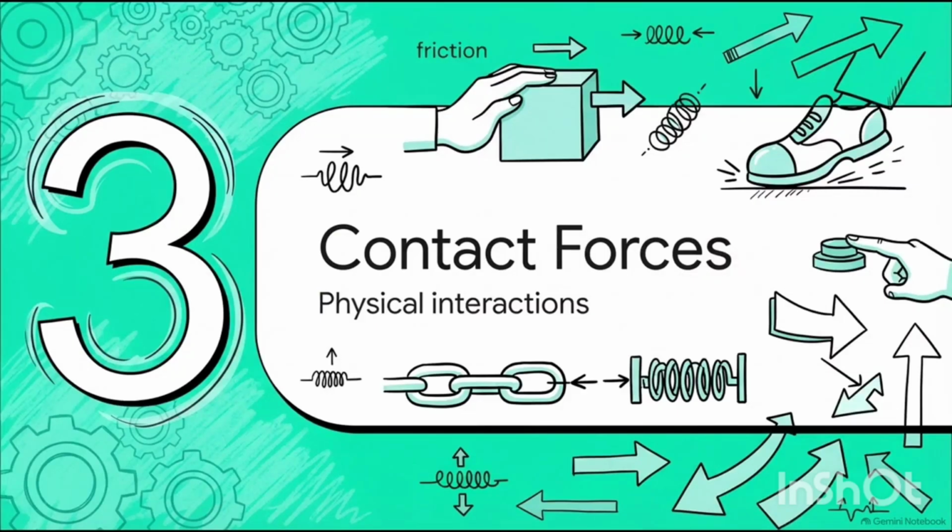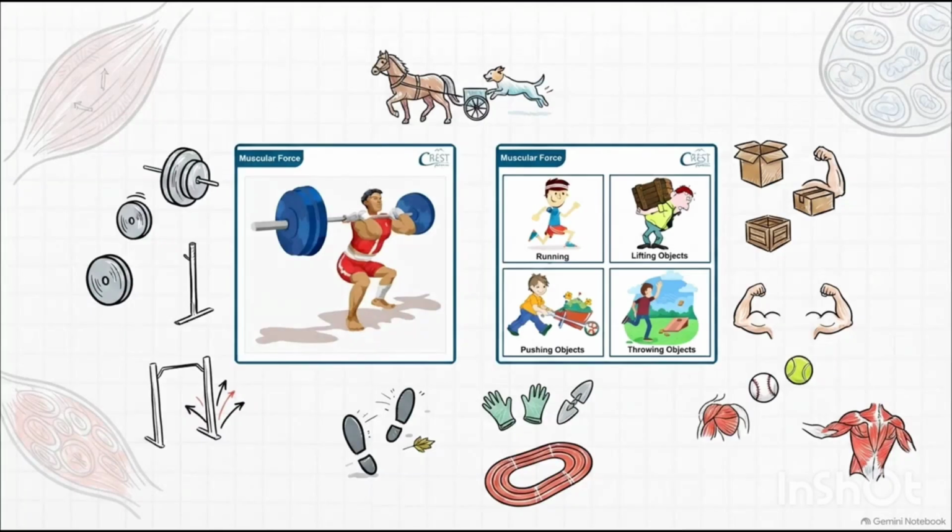That brings us nicely to Section 3, contact forces in action. We'll examine these first since they're the ones we interact with most constantly. Every single time you lift a heavy weight at the gym, go for a morning run, or push a wheelbarrow around the yard, you're generating what's called muscular force. This involves the literal physical action of your muscles making contact with objects, or your feet hitting the pavement. It's a prime example of a contact force. And animals naturally use this exact same muscular force to do their own physical work.